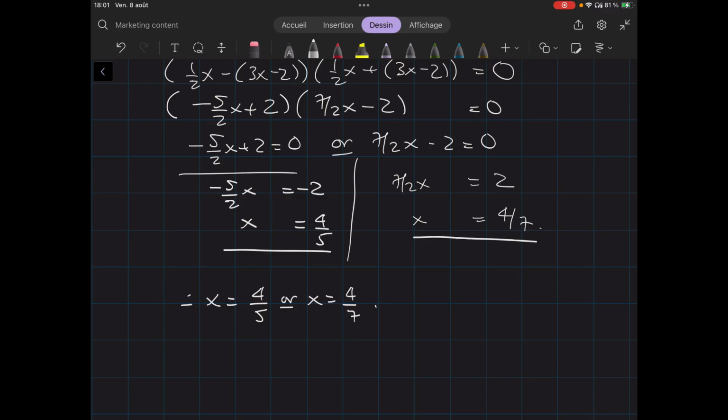If you choose not to factorize using the difference of squares, sure, you can expand brackets and then use the quadratic formula, but that will make your life miserable, especially without a calculator.